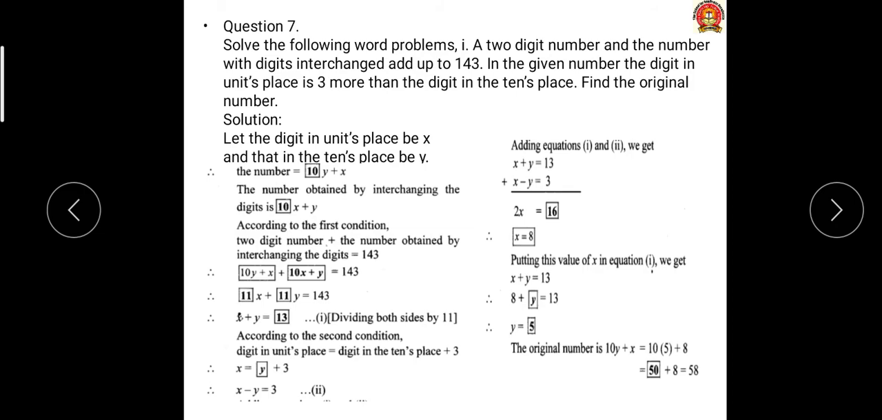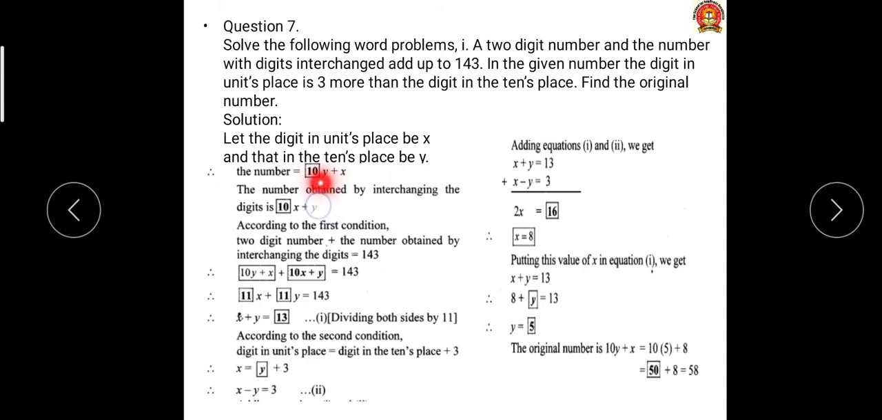Now see the question number 7. This is an activity question, students. Like this, a question will be asked for 3 marks. Now solve the following word problem. A 2-digit number and the number obtained by interchanging its digits add up to 143. In the given number, the digit in the unit place is 3 more than the digit in the tens place. Find the original number. Now see, two conditions are given here. Let the digit in the unit place be x and the digit in the tens place be y.